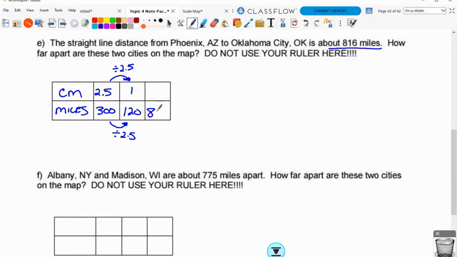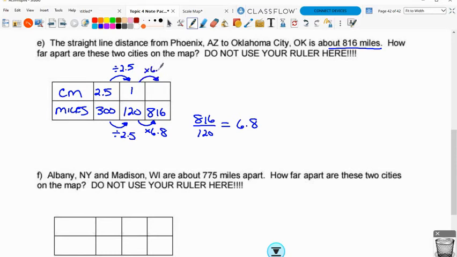So I'm going to record that right here. And so I have to figure out how I scale from 120 to 816. And in order to figure that out, I'm going to do 816 divided by 120. And so if I punch that into my calculator, I get 6 8/10. So to go from 120 to 816, I must have multiplied by 6 8/10, which means I have to do the same thing up here to my centimeters.